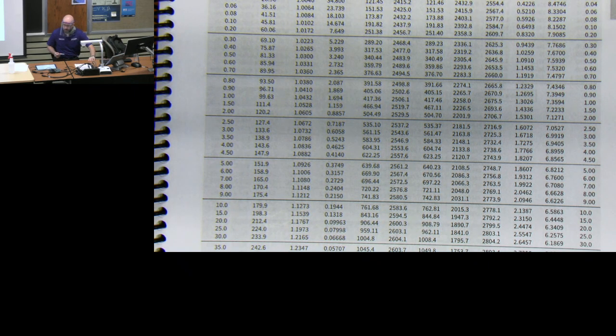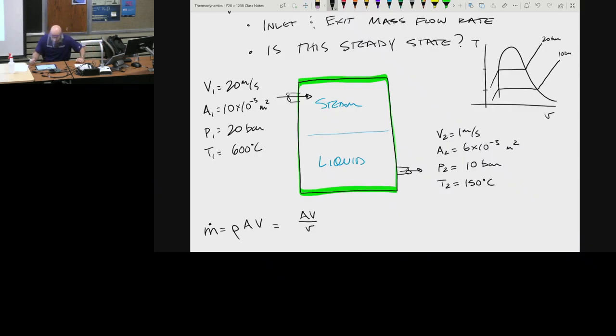So when we go back to our diagram here, we're going to draw at 10 bars, 179.9, and at 20 bars, we're going to draw 212.4, and we know this is all in degrees Celsius. And we're going to look at where we actually are. Well, temperature 1 is at 600 degrees Celsius, it's way up here, and it's going to intersect over there. It's absolutely going to be a vapor. And 150 is down here, and it's intersecting with this line right here, and that's absolutely a liquid.